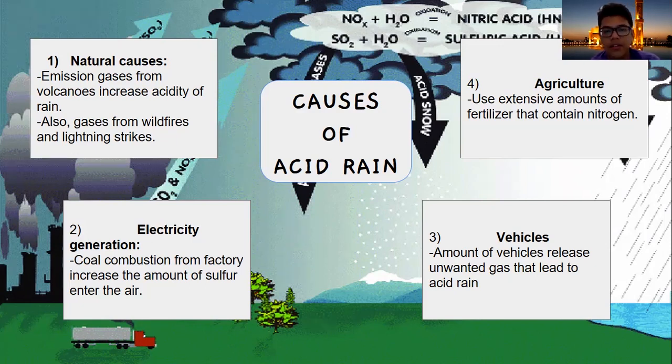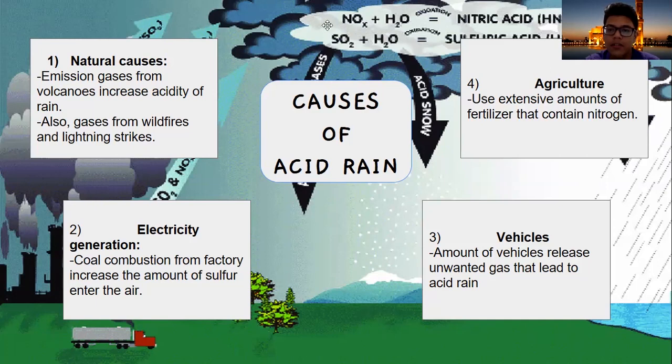The second factor of acid rain is electricity generation. We know that after the industrial revolution, the consumption of electricity is getting higher and higher year by year. Therefore, the coal combustion from factories in order to produce electricity rises. Therefore, the amount of sulfur that enters the atmosphere and air is increasing.